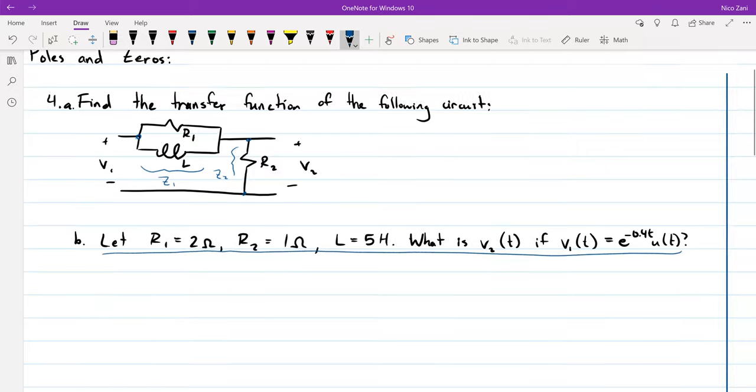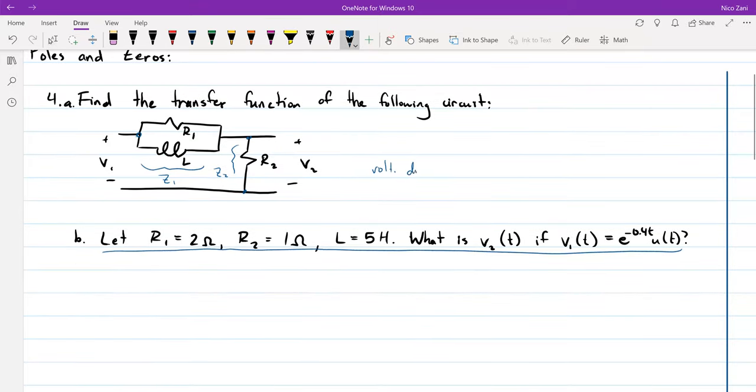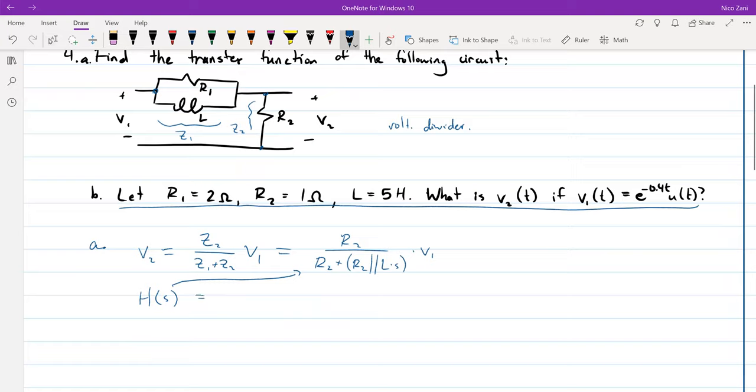So like I said before, this is simply a voltage divider. We know that V2 is simply going to be equal to Z2 over Z1 plus Z2 times V1. Essentially just the function of a voltage divider. So we know that this is R2 over R2 plus R1 in series with L times S, times V1. So H of S is just going to be this right here. And that's going to be R2 over R2 plus R2 times SL over R2 plus, R1, my bad, R1 plus SL.